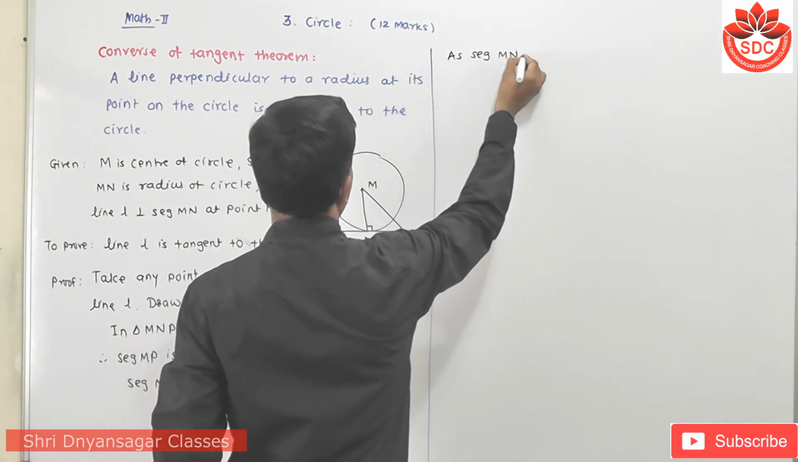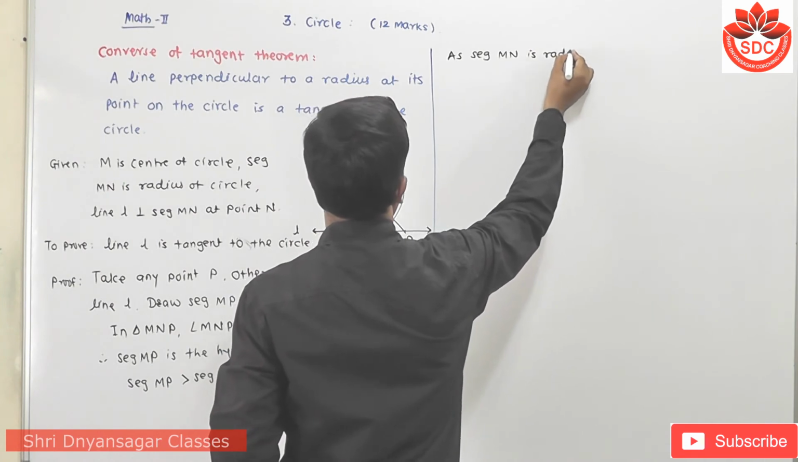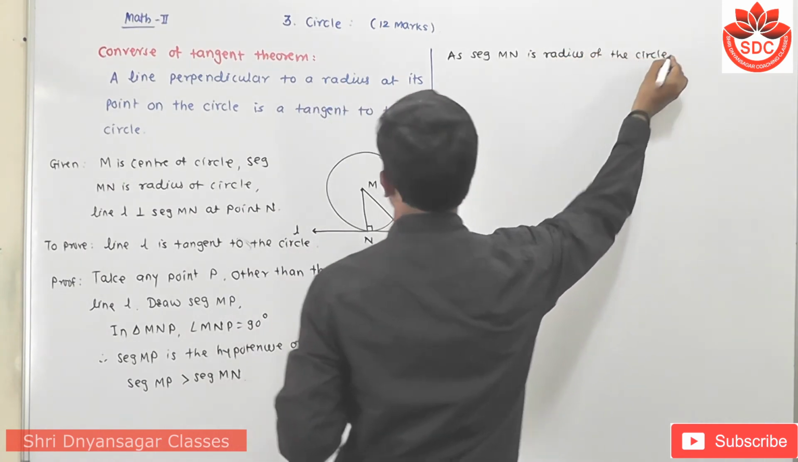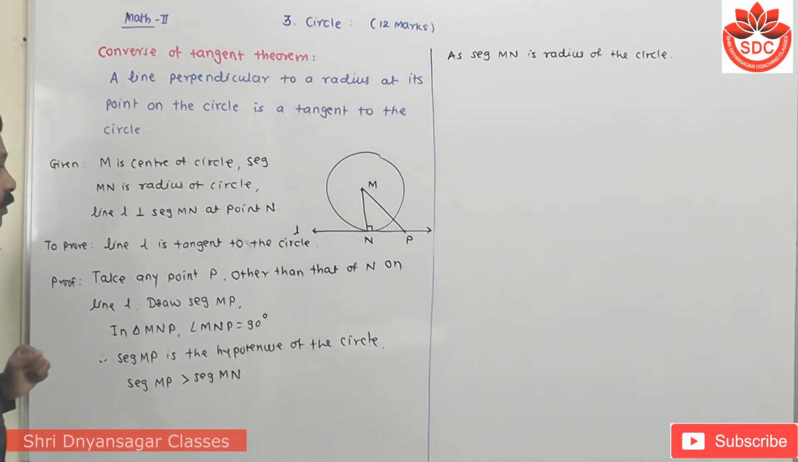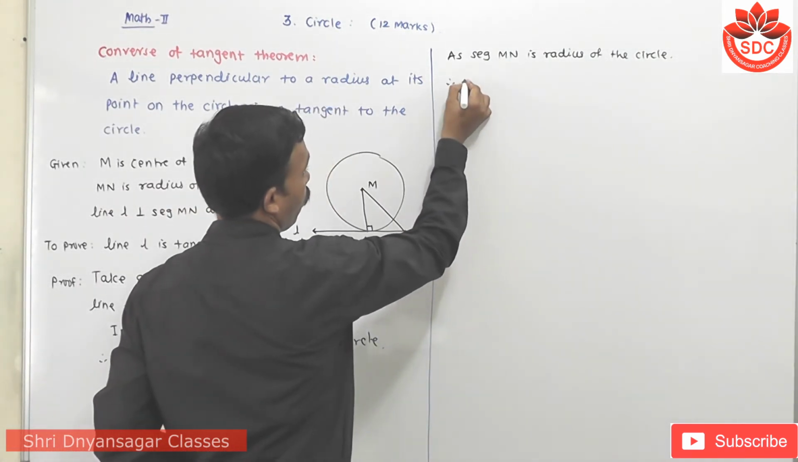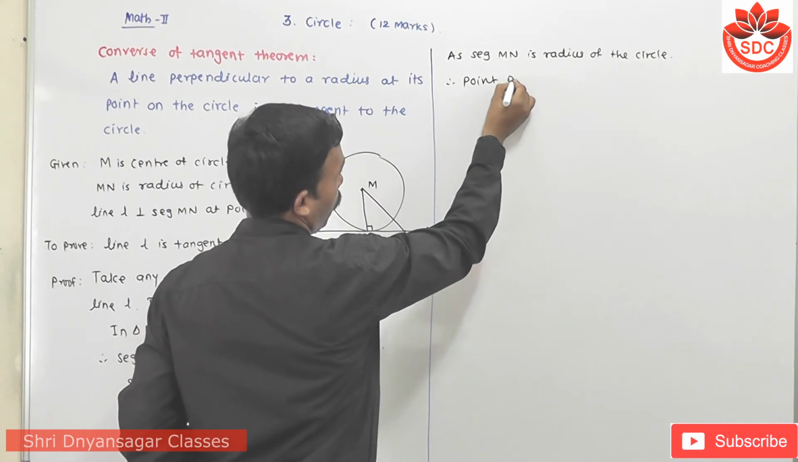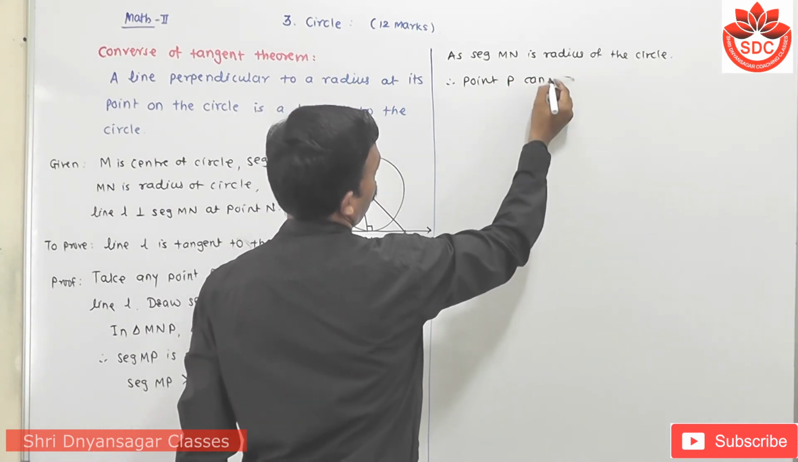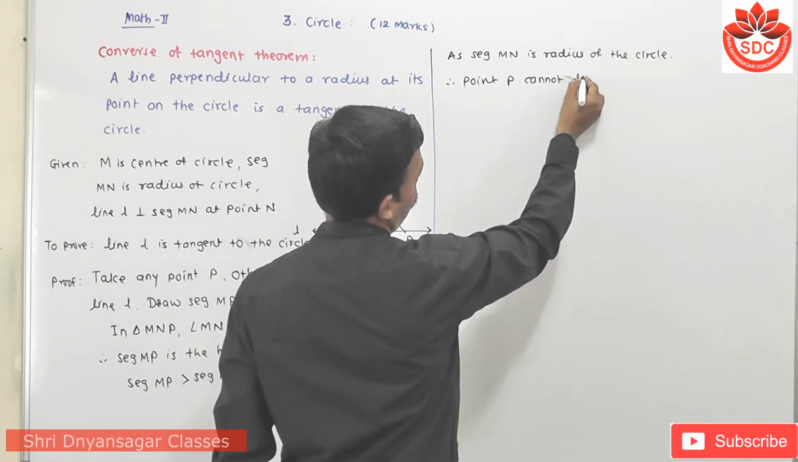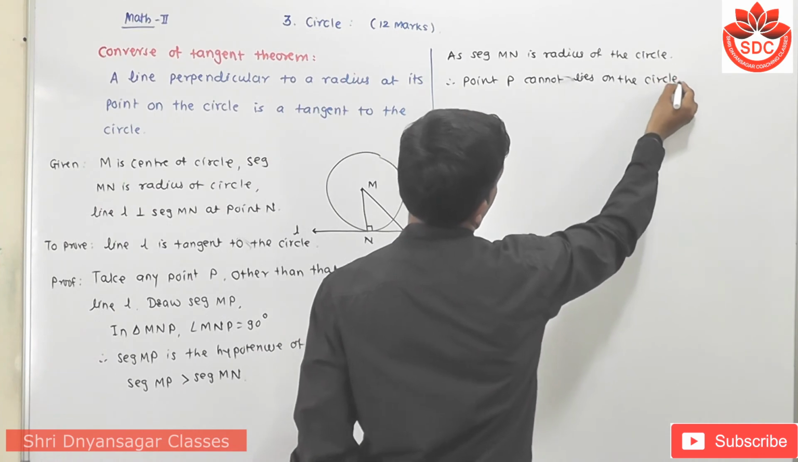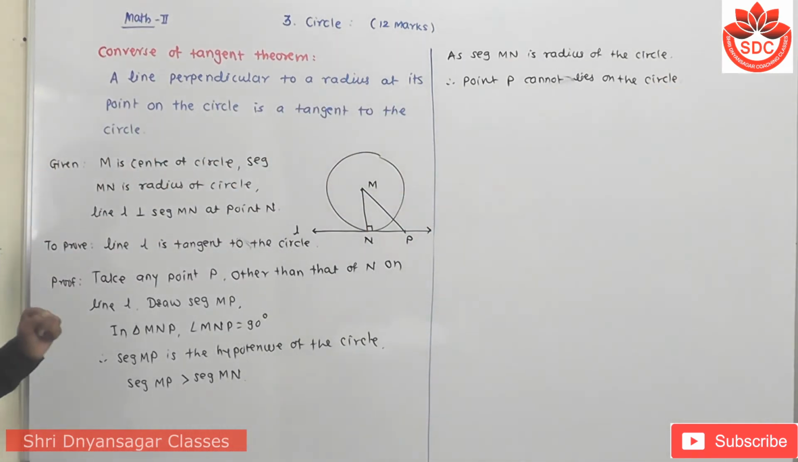Now this segment MN is the radius here, as segment MN is the radius of the circle. This is the given here. Segment MN is the radius of the circle. Point P, therefore, means that MP is greater here. Therefore point P cannot lie on the circle.